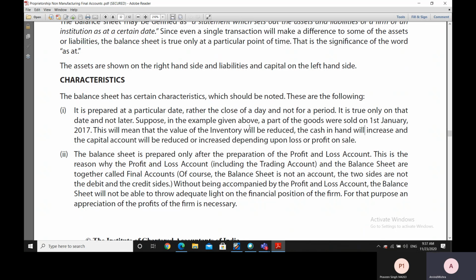Now let us say that in the example which is given above, a part of the goods were sold on 1st January. This will mean that the value of the inventory will be reduced. The cash will increase because we have sold the inventory and we have got cash. And the capital account would be reduced or increased depending upon whether it has resulted in a profit or a loss. So as we can see, every transaction leads to a number of changes in the balance sheet.